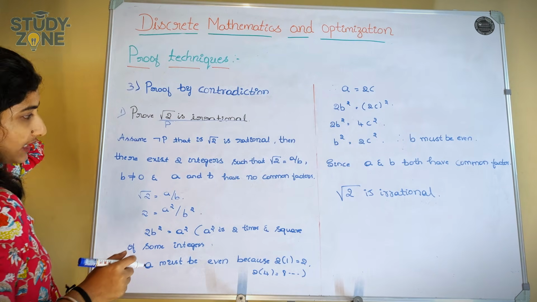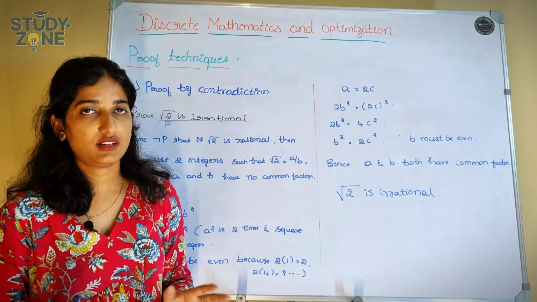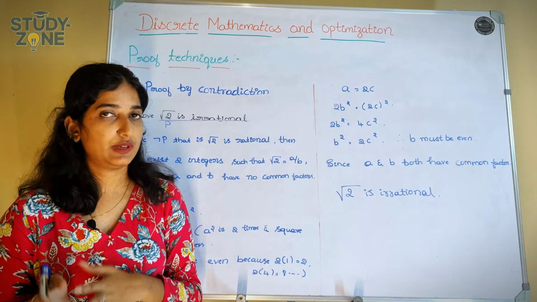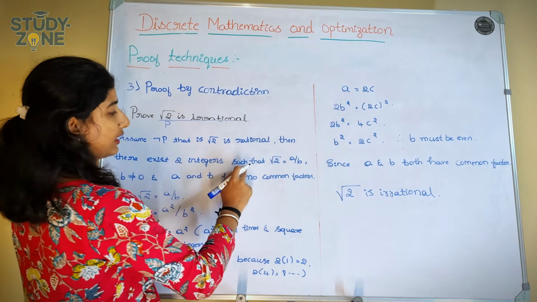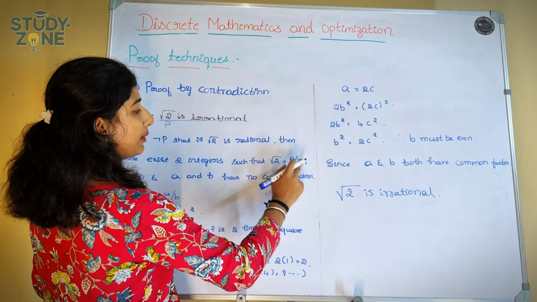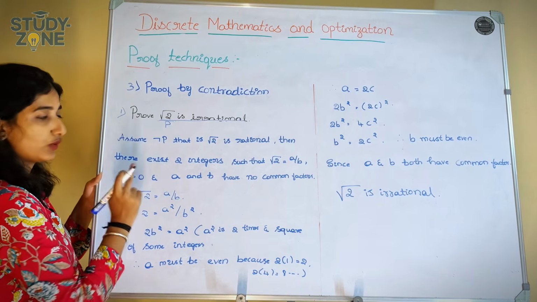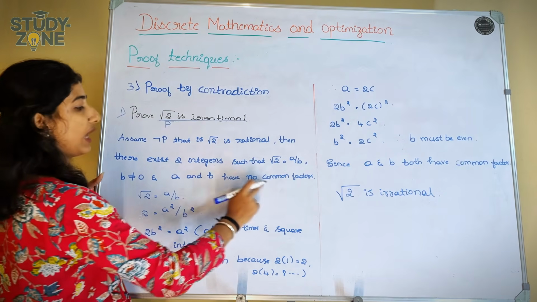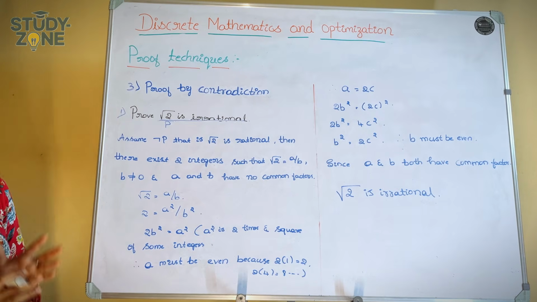Then there exist two integers. I think you know about rational and irrational terms, that is, root 2 equals a by b. So then there exist two integers such that root 2 equals a by b, and b not equal to 0, and a and b have no common factors. Okay, so this is the proof by contradiction.